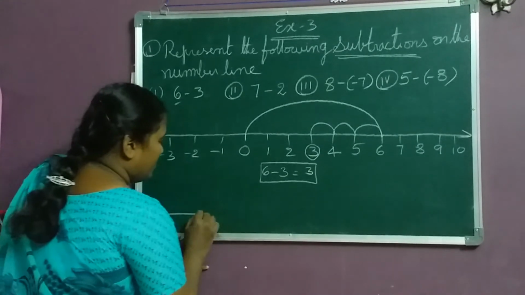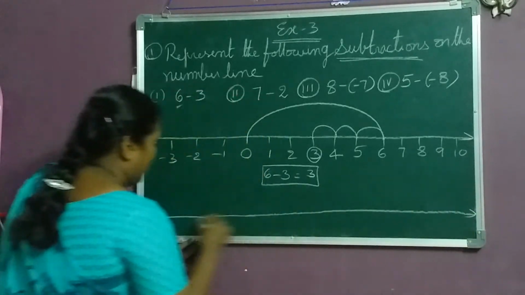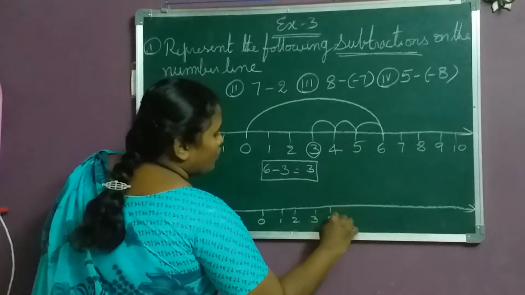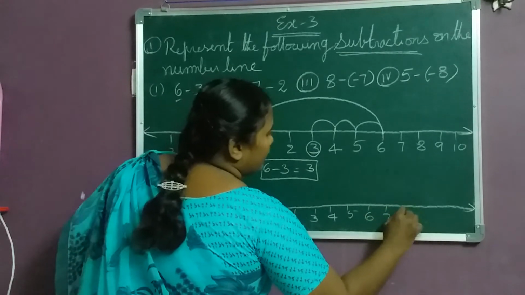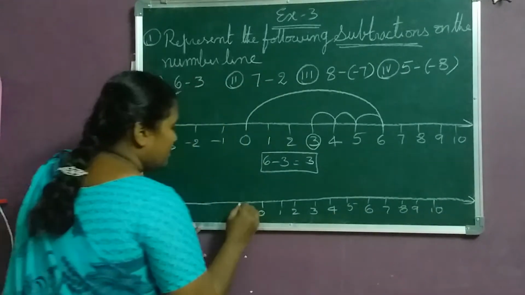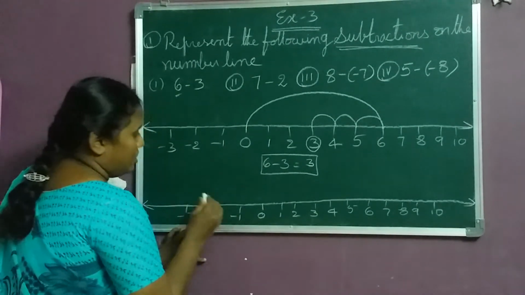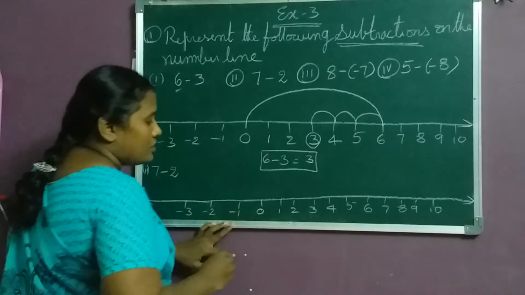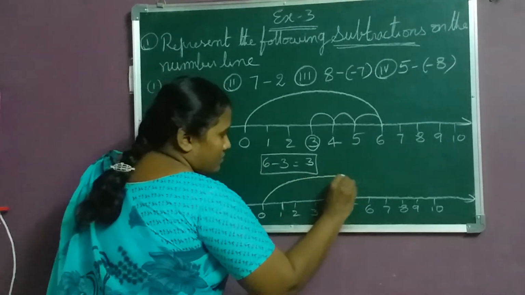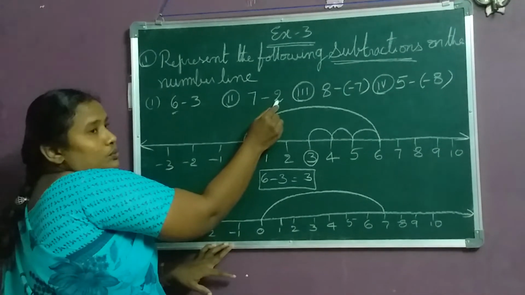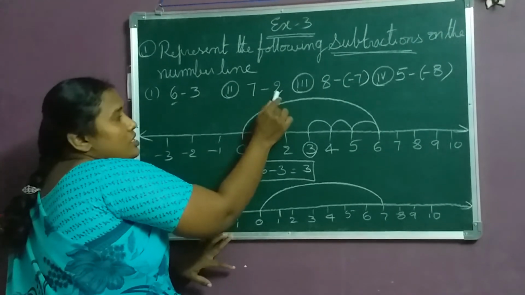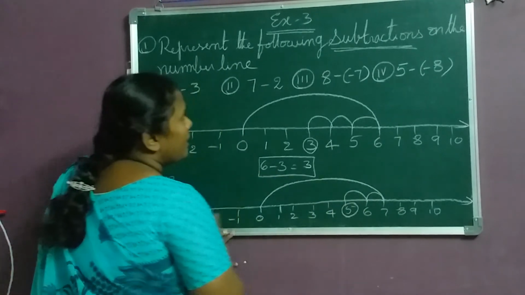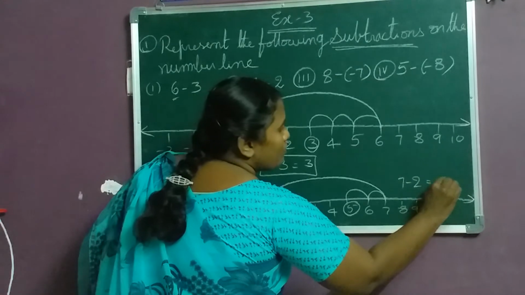See the next one. 0, 1, 2, 3, 4, 5, 6, 7, 8, 9, 10, minus 1, minus 2, minus 3. Second problem, 7 minus 2. Should draw the 7 first. Minus 2. Subtract the integer, we move left side. Okay. 1, 2. Answer is 5. 7 minus 2 is equal to 5.